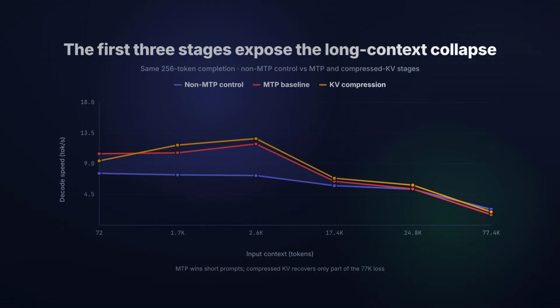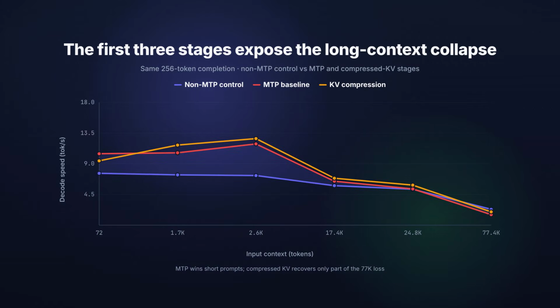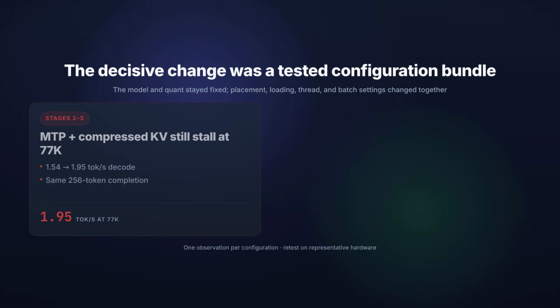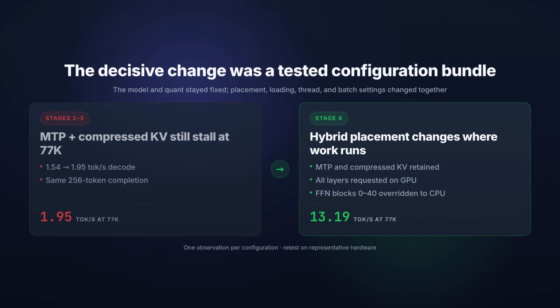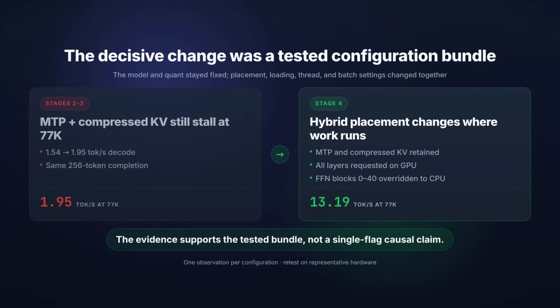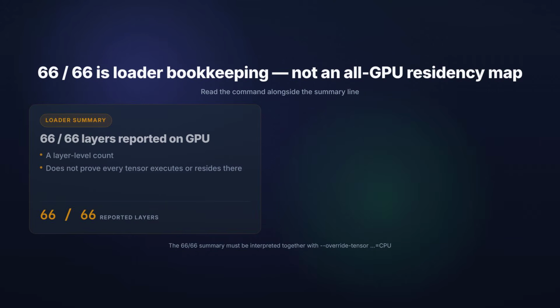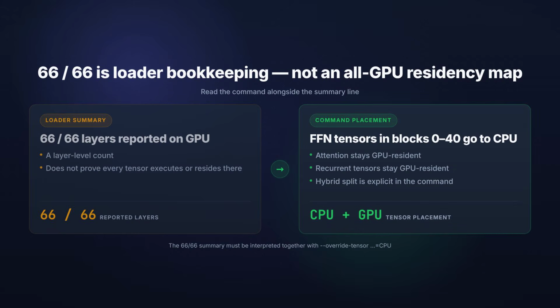That still left a slow completion, while lower precision cache formats also carry a memory and potential quality trade-off this benchmark did not measure. The decisive measured transition was explicit hybrid tensor placement. This configuration retained MTP and compressed caches, requested all layers on the GPU, and overrode feed-forward tensors in blocks 0 through 40 to CPU. Loading, thread, and batch settings changed with it, so the evidence supports the tested hybrid bundle rather than a single flag causal claim.